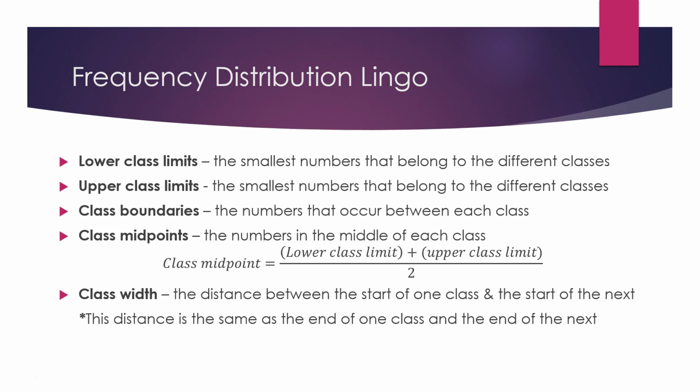A class midpoint is the number in the middle of each class. So each class is going to have its own midpoint, and you can find it by taking an average, which we haven't talked about. So for now, it's going to be adding the lower class limit to the upper class limit and then dividing it by 2. So it is essentially finding the exact middle of those two numbers as they would be on the number line. Out of all of these, class width is the most important term to be familiar with, and this is the distance between the start of one class and the start of the next.